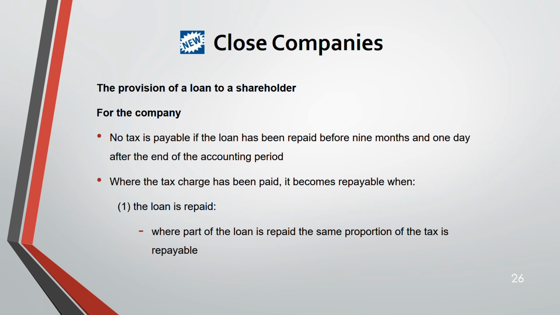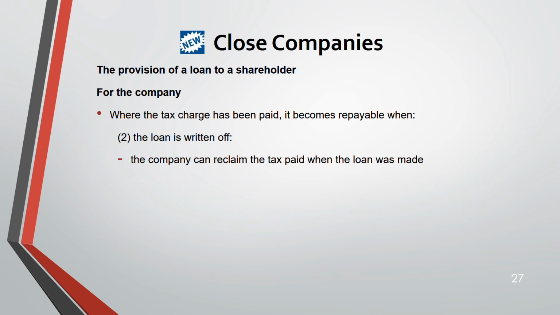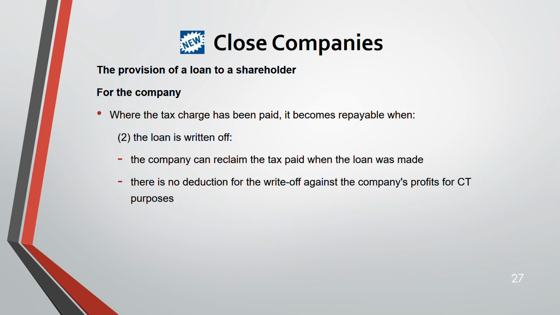Where part of the loan is repaid, the same proportion of the tax is repayable. Next, the loan is written off. When the loan is written off also, it becomes repayable. So the company can reclaim the tax paid when the loan was made. There is no deduction for the write-off against the company's profit for corporation tax purposes.